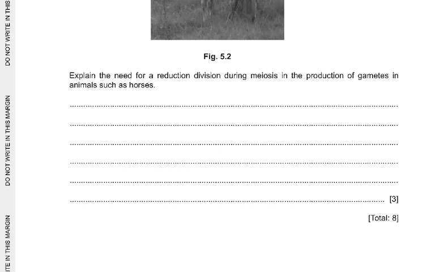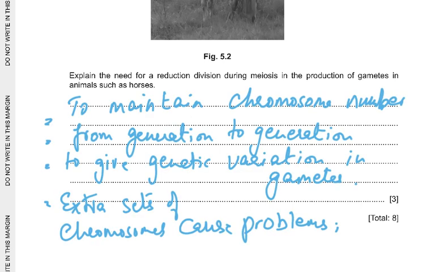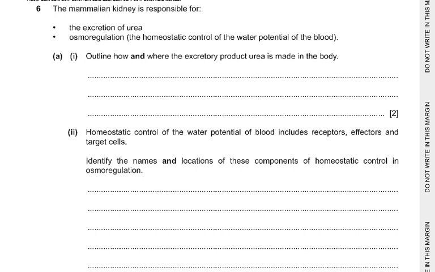So the chromosome number will keep on increasing in every generation, and that, of course, will result in massive problems. If you just have one extra chromosome, it results in Down syndrome. The person who has Down syndrome is not normal. So basically, you've got to maintain the chromosome number from generation to generation. It results in genetic variation because the gametes are different, and extra sets of chromosomes can cause problems. So we're preventing that.